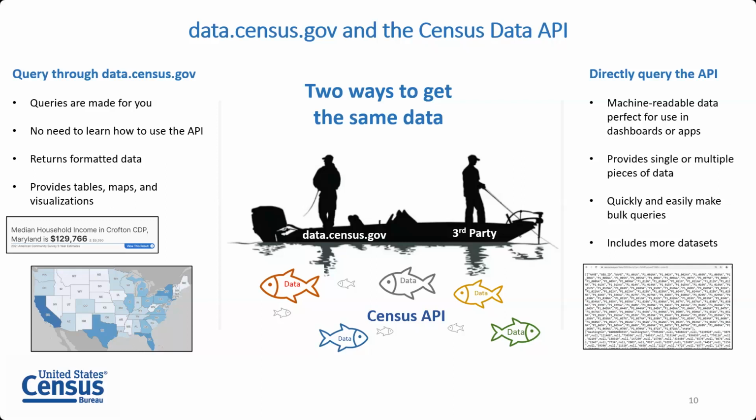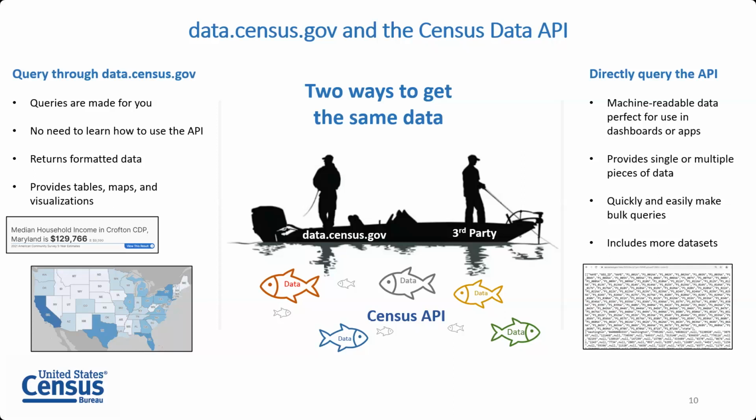But keep in mind though, that whenever you do directly query the API, the data will not be formatted and it will not be in the same kind of table, map, or presentation ready format. If you do need your data in such a format and you don't want to manually put it in some kind of presentation ready format, you could use data.census.gov instead.